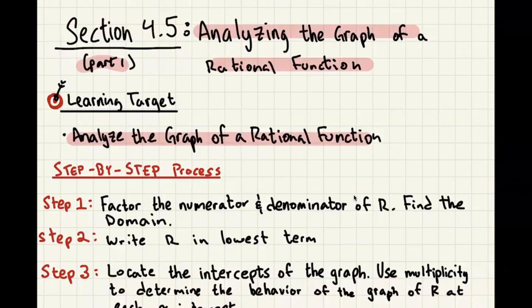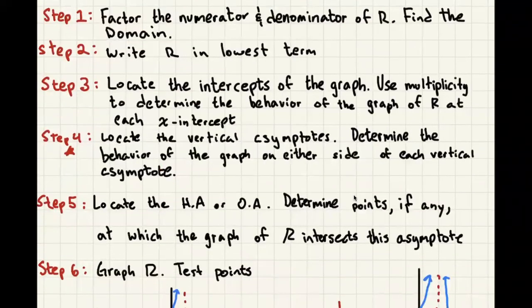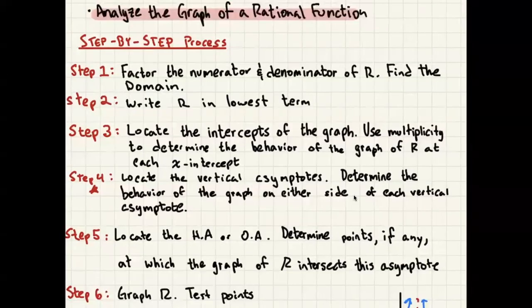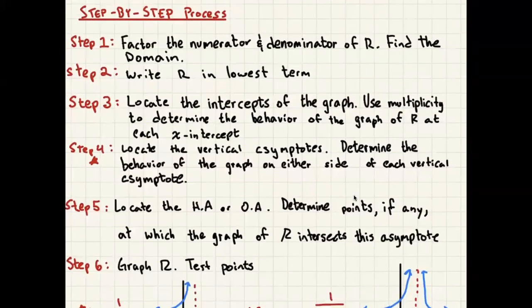I've actually broken this down into 6 steps, and by I, I mean the book. So this is our step-by-step process. Let's go ahead and read it before we go over it. It says, first, factor the numerator and denominator of R. After you factor it, you're going to find the domain. So basically, the first step is find the domain. Write R in lowest terms. That means cancel out any common factors. So after you factor it, if you see any common factors, you're going to cancel those out.